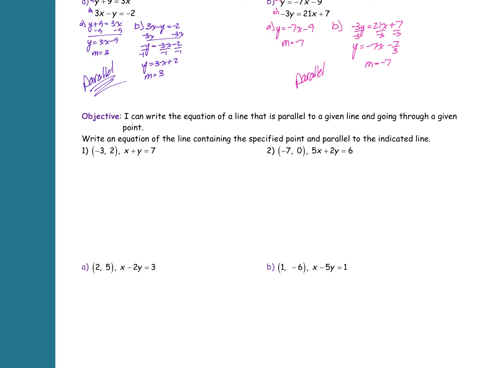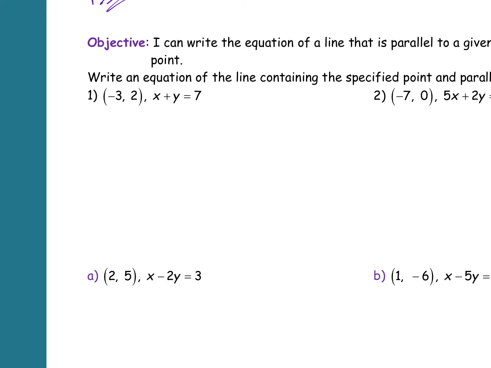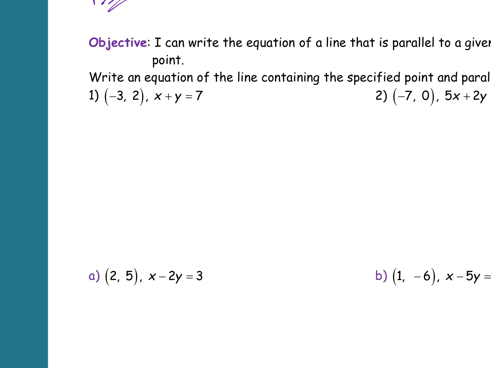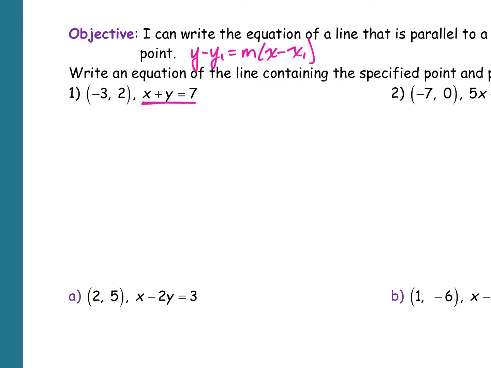So this one's just a little bit different, okay? It says write an equation of a line containing the specified point parallel to the indicated line. So I'm going to write an equation that's parallel to this line that contains this point. So I'm going to have a slope and a point. What equation am I going to use? Point slope form, right? Which says y minus y1 equals m times x minus x1. But first I have to find the slope, so I need to solve the equation they gave me for y.